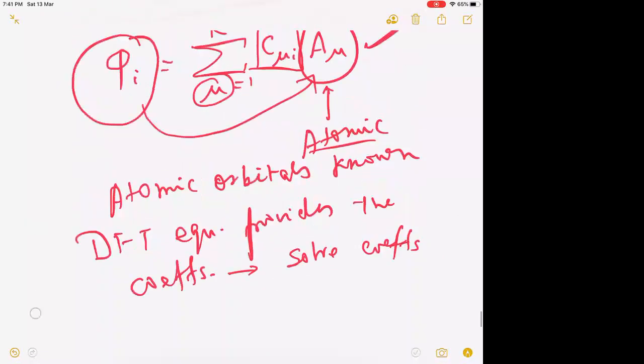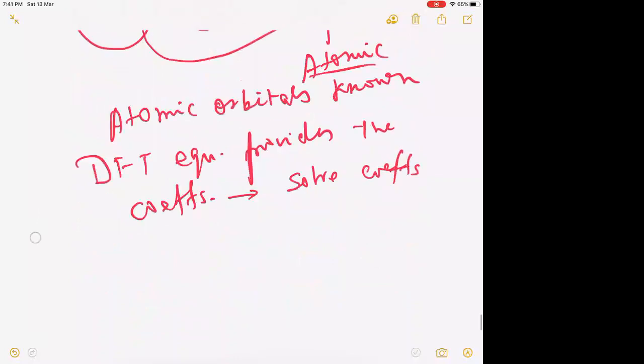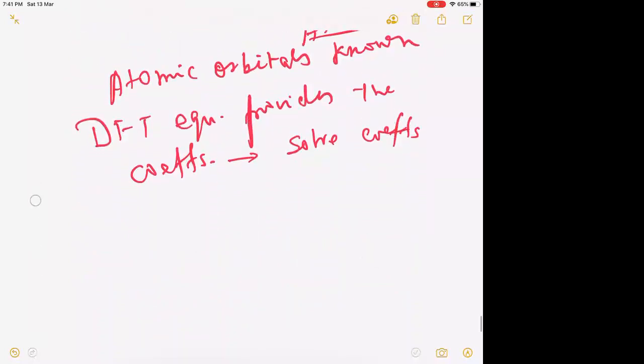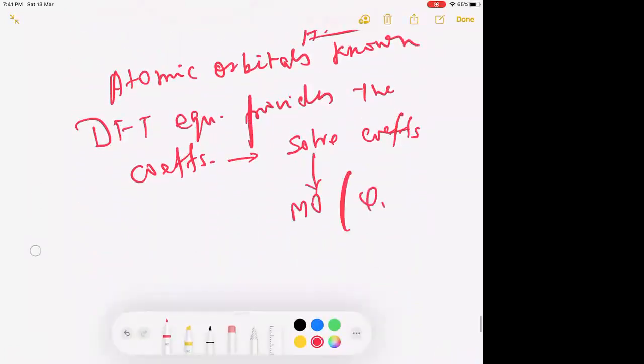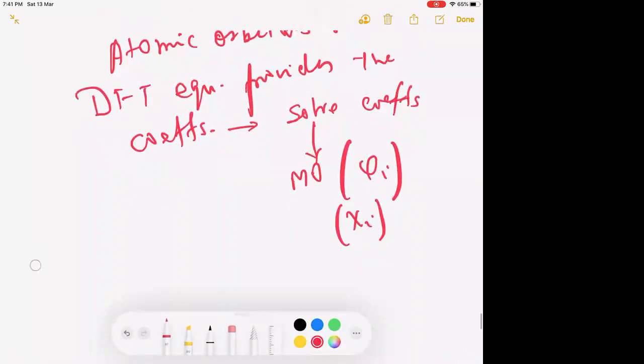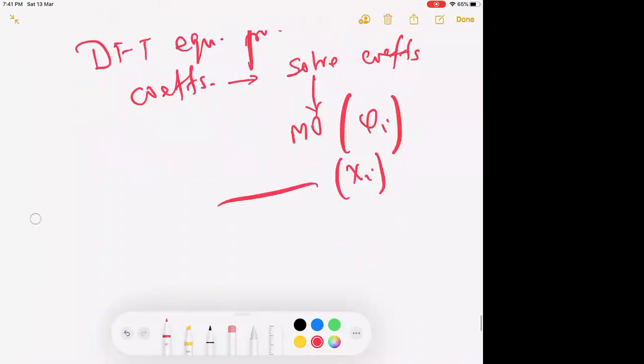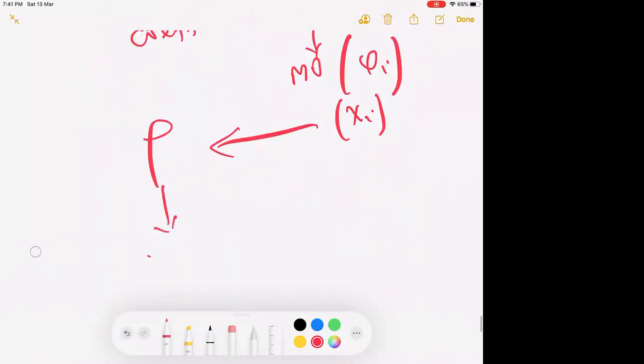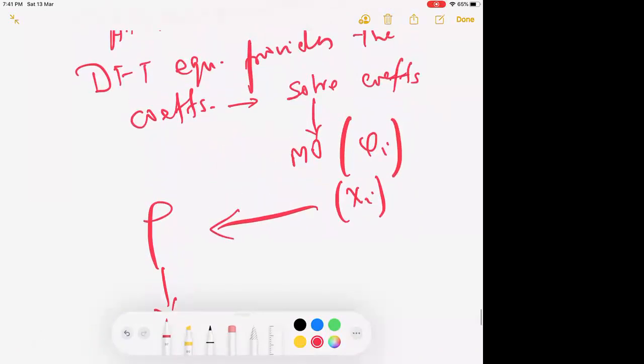Once I get the coefficients, I can now get the molecular orbitals, phi i, or the spin orbitals, chi i's, whatever. That you just attach alpha and beta. And from there, I can get the density. I told you, I know how to relate density to spin orbitals. I forgot the density picture. I wrote everything in terms of n spin orbitals, but I can go back to the density. I can go back to the energy, the ground state energy. So that will be my procedure.